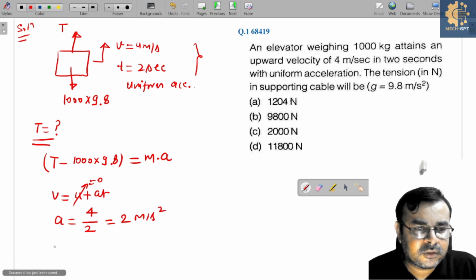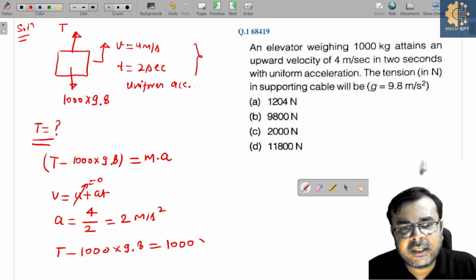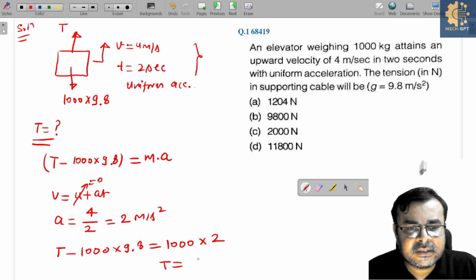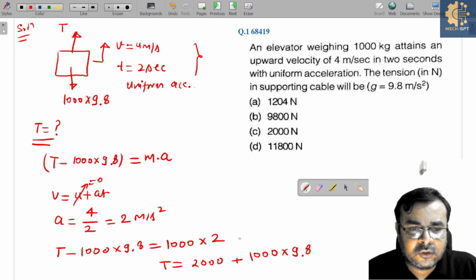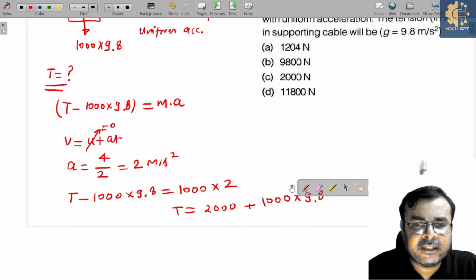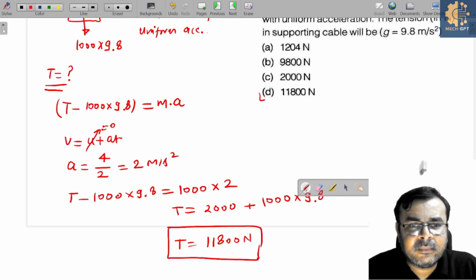So once we get acceleration, simply you can get here T minus 1000 into 9.8 is equal to mass, which is given, that is 1000 into 2. So from this, T is equal to 2000 plus 1000 into 9.8. By solving this, we will get T is equal to 9800 plus 2000. So can I say their sum is nothing but 11800 Newton. So the correct answer will be option D.